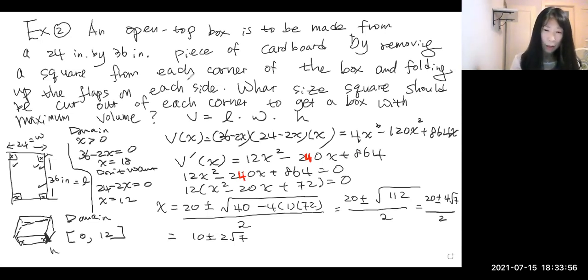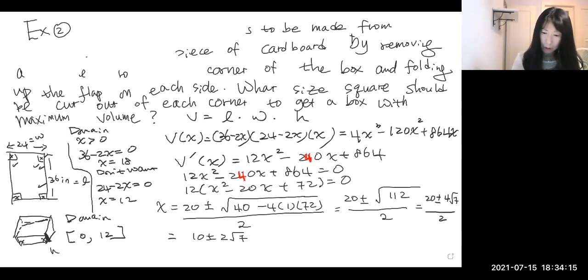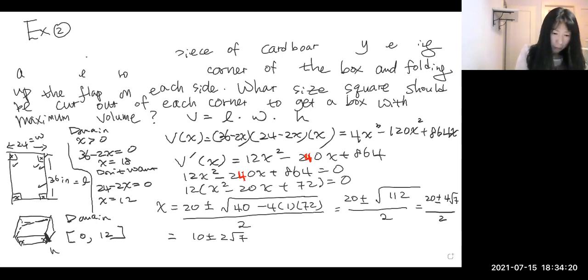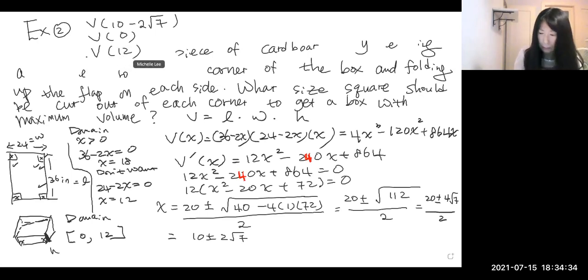Okay. All right. Then let us do this one. Let me erase the top. There's no space. Okay, I need your help. Can you please do that for us? V of 10 minus 2 square root of 7, and V of 0, V of 12. Okay?